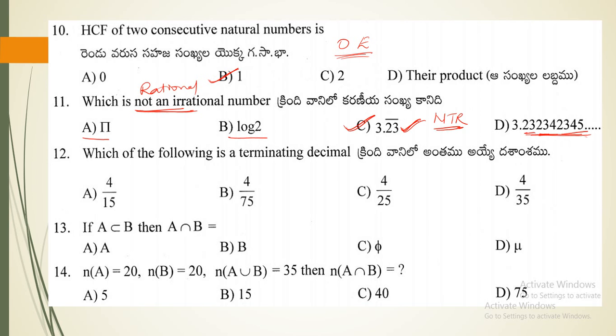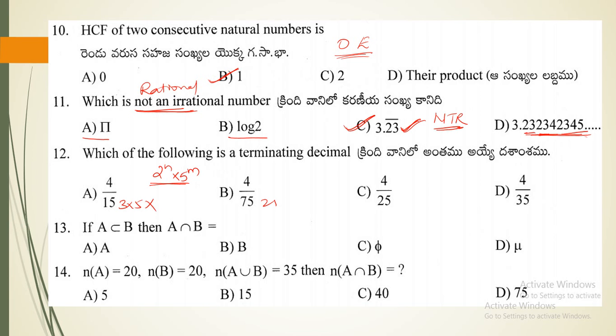Next, which of the following is a terminating decimal? How can you find a terminating decimal? The denominator should be of the form either 2 power n or 5 power m or 2 power n into 5 power m. This contains 3 5s, so hence it is not the answer.